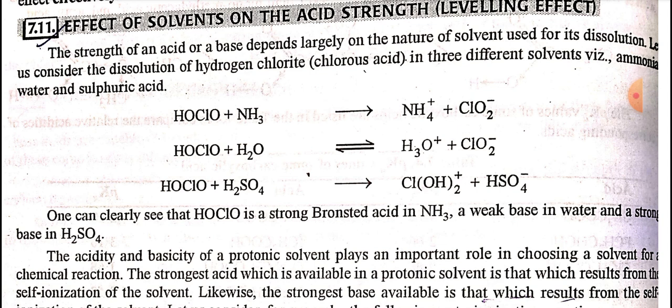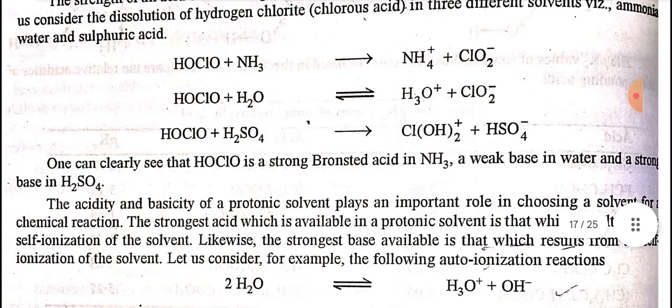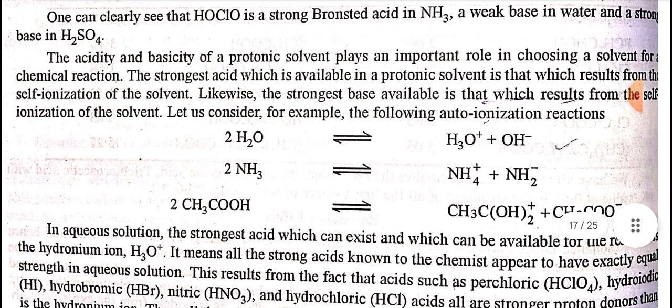Acidity and basicity of a protonic solvent plays an important role in choosing a solvent for a chemical reaction. The strongest acid which is available in a protonic solvent is that which results from the self-ionization of the solvent. Likewise, the strongest base available is that which results from the self-ionization of the solvent. Let us consider, for example, the following auto-ionization reactions: water giving hydronium plus hydroxyl ion, ammonia giving ammonium plus amide ion.